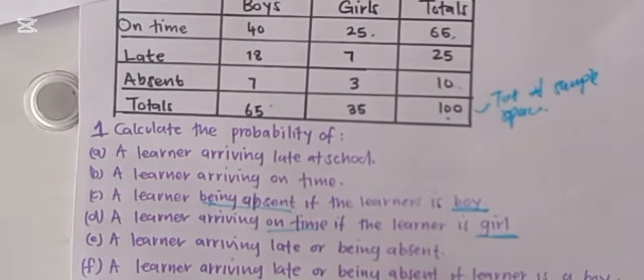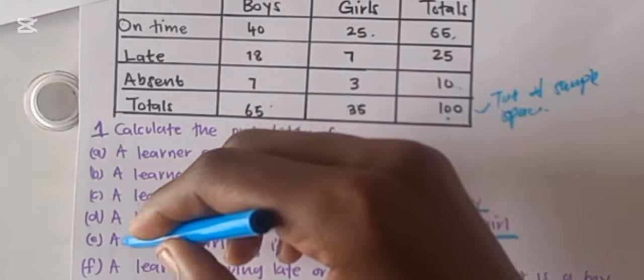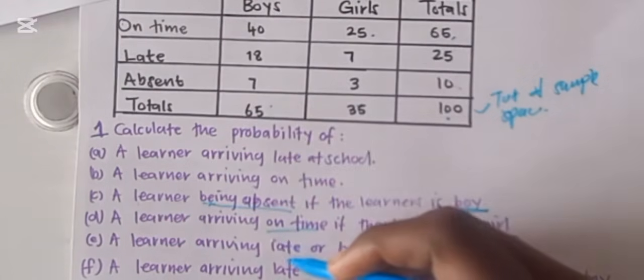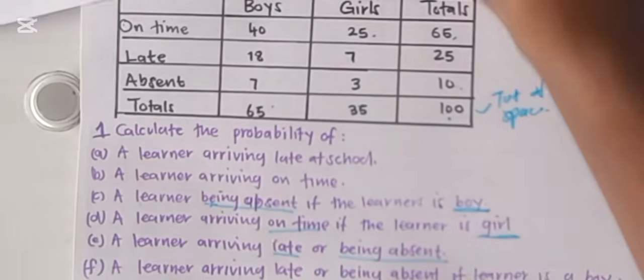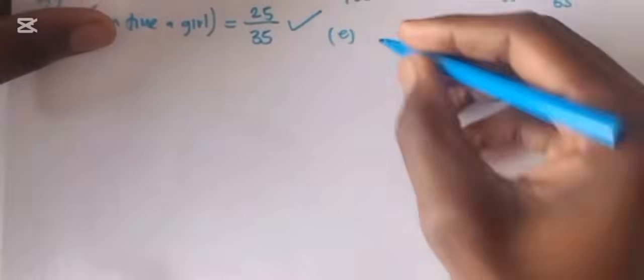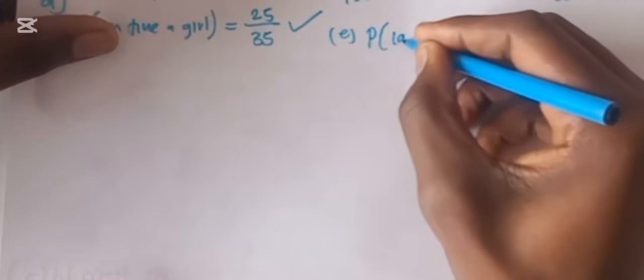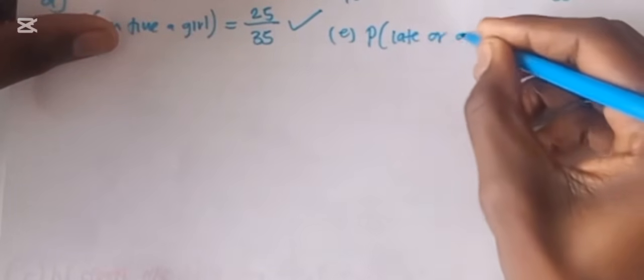On this one, guys, I want you to take your book or your notebook and listen to me very carefully, because it's going to be a little bit spectacular, but it's very, very easy. I just want you to understand. They want a learner that is arriving late or being absent. In other words, we can write it this way: the probability of someone who is late or absent.